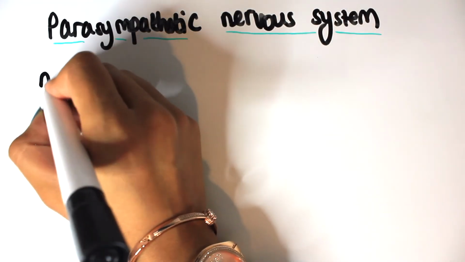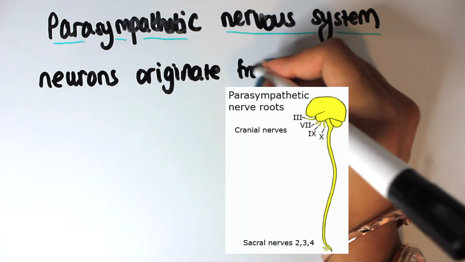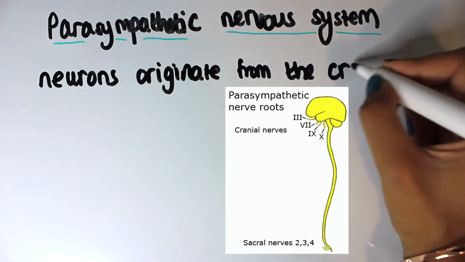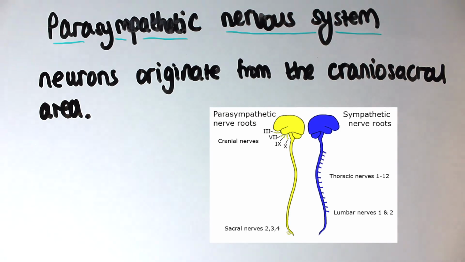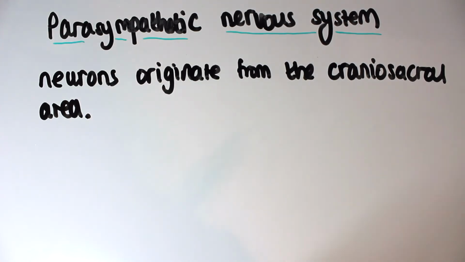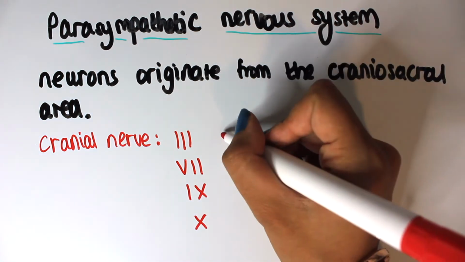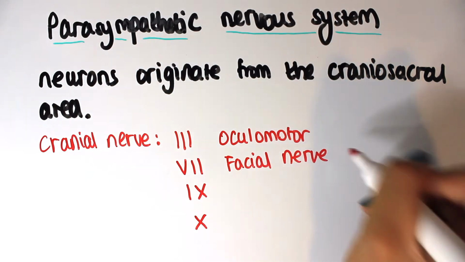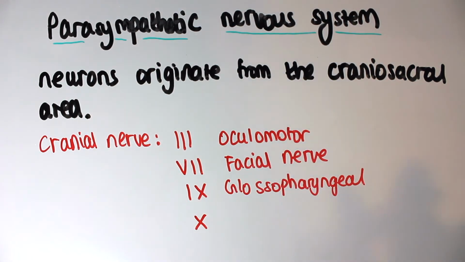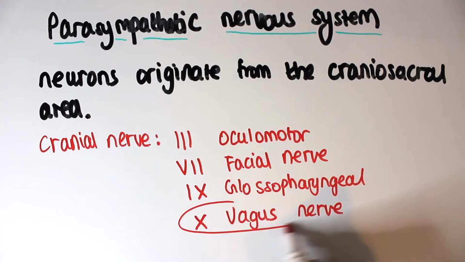In the parasympathetic nervous system, the neurons originate from the craniosacral area, and the reason it's called craniosacral is because it literally originates from the cranium and the sacrum. And remember, this is different from the sympathetic nervous system, which has thoracolumbar outflow. The cranial outflow consists of preganglionic fibers in certain cranial nerves, such as cranial nerve number 3, which is the oculomotor nerve, cranial nerve 7, which is the facial nerve, cranial nerve 9, which is the glossopharyngeal nerve, and cranial nerve 10, which is the vagus nerve. And the vagus nerve is the most important one.